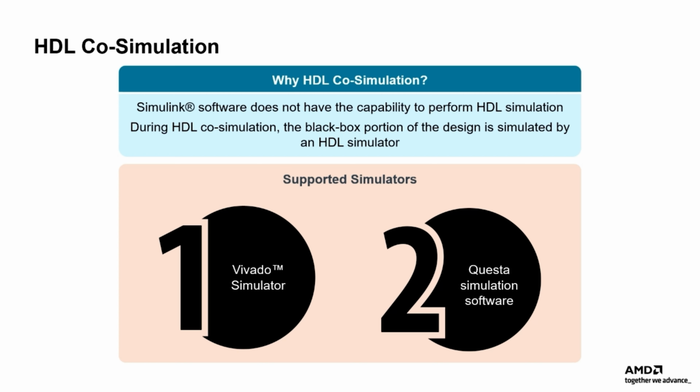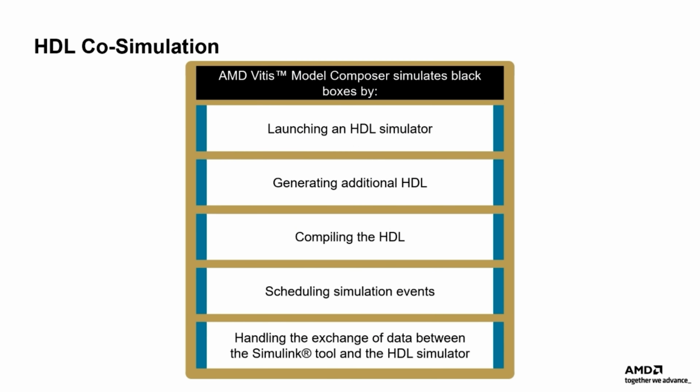During HDL co-simulation, the black box portion of the design is simulated by an HDL simulator. Two simulators are supported, the Vivado Simulator and the Questa simulation software, which is an external co-simulator. Vitis Model Composer simulates black boxes by automatically launching an HDL simulator, generating additional HDL as needed, analogous to an HDL test bench, compiling the HDL, scheduling simulation events, and handling the exchange of data between the Simulink tool and the HDL simulator. This is called HDL co-simulation.